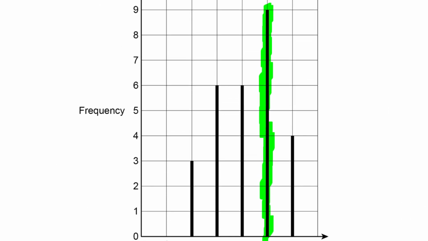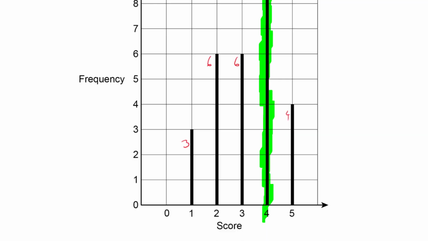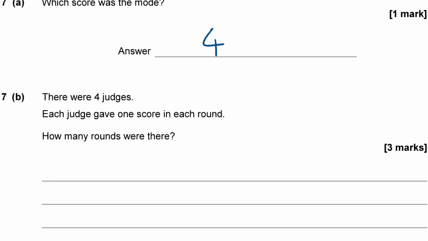from the graph we can work out the total number of scores awarded by adding all the different frequencies together. So this first line has got a height of 3, this one has got a height of 6, and then 6, and then 9, and then 4. Now if we add all those numbers together, we'll find out how many scores were given altogether. So 3 plus 6 plus 6 plus 9 plus 4. So let's just write that down.